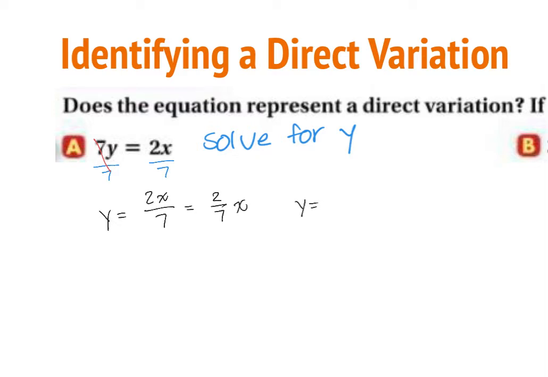If we compare this to our direct variation equation, y equals kx, are these in the same form? Do we have y equals a number times x? Yes, we do. Okay? Our number in this case, our k, is 2 over 7. It's whatever number is being multiplied by x. So in this case, it's that 2 over 7.